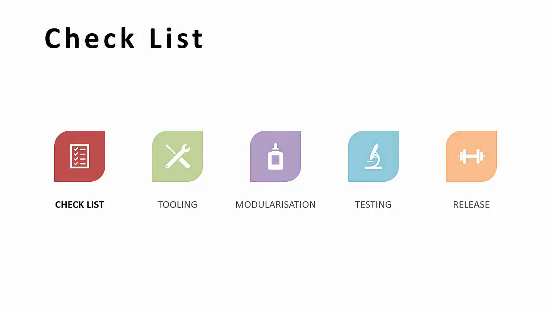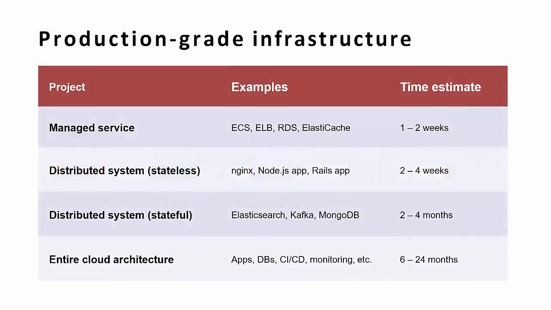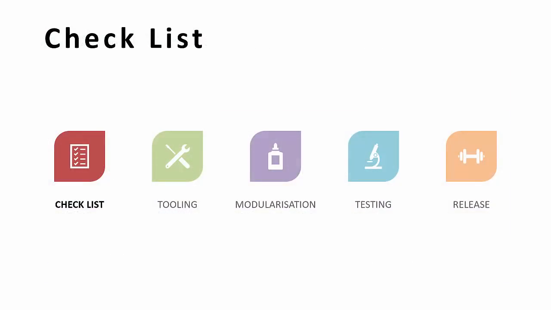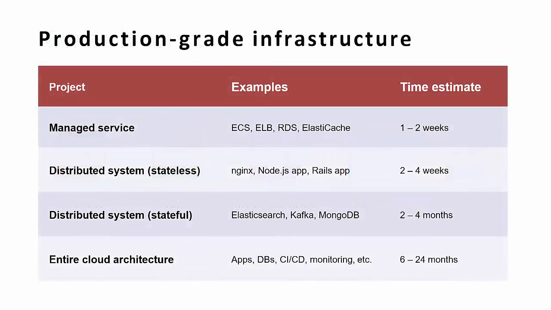So let's begin with a checklist. Now, what is the checklist and why do I need it? Well, one of the big reasons that we're trying to do this is that we can reduce the level of effort and time necessary to deliver our services. We're suggesting that, for example, we can deliver a managed service in 1 to 2 weeks, or an entire cloud architecture in 6 months for a small organization, or 24 months, best hope, for a large enterprise. And that, of course, depends on the complexity of the environment.